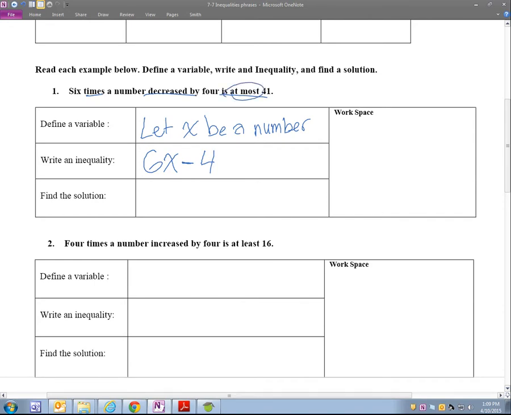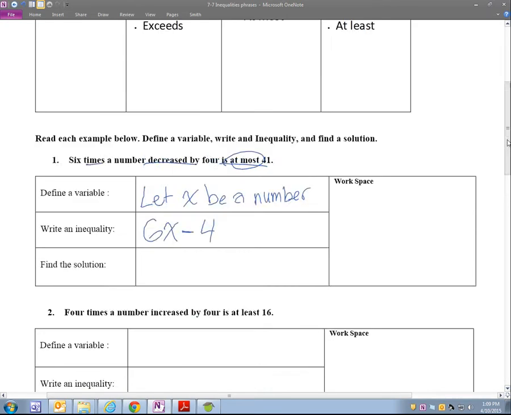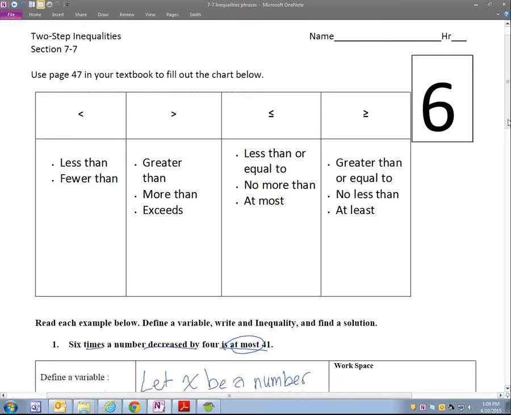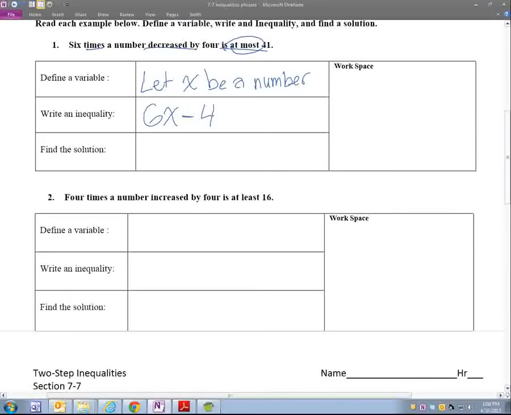Now, is at most, I'm not really sure. I don't remember at most, okay? Where would I find at most to be sure what it is? The very top of this worksheet, and I see this right here, at most. So I'm going to go back down and realize that at most means less than or equal to. So I go down here, and I say less than or equal to 41.